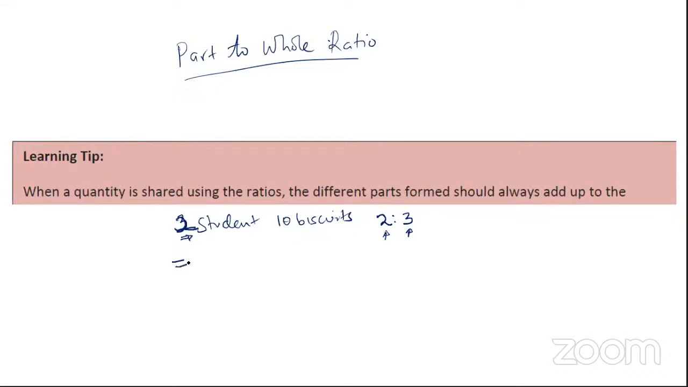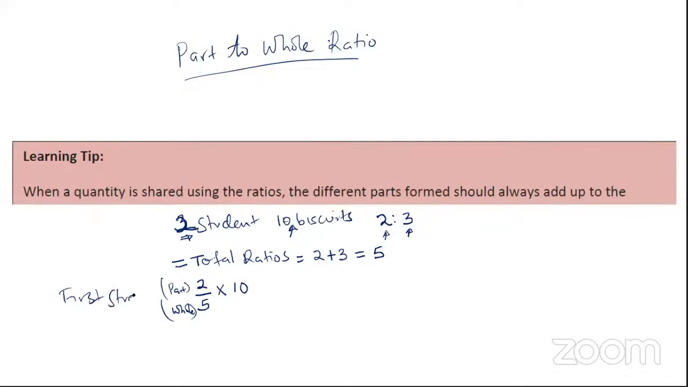First, what you do, you need to get the total ratios. That's the very first thing to do. So here the total ratio I have is 2 plus 3, which is 5. Then from there I start sharing. First student is getting 2. So I say it is 2 out of the total. So this is a part, this is a whole. And I multiply by the total number of biscuits that I am having, which is 10. This is for the first student.